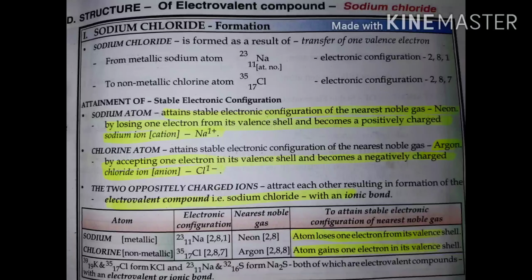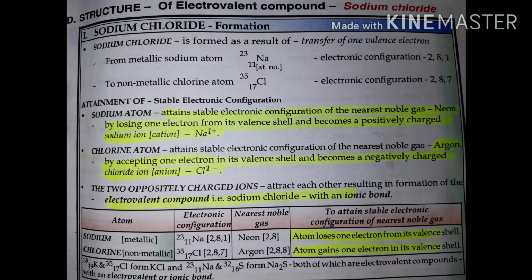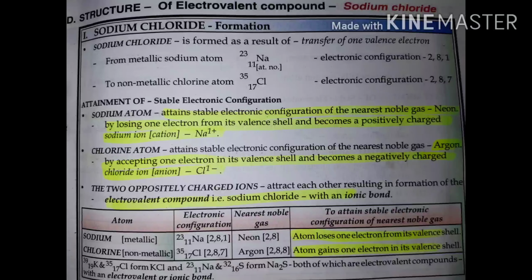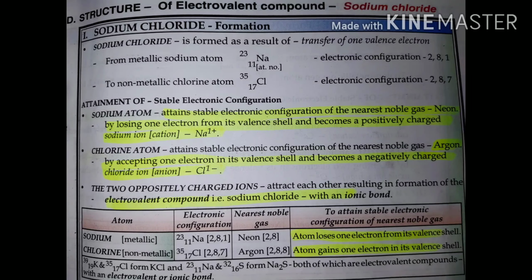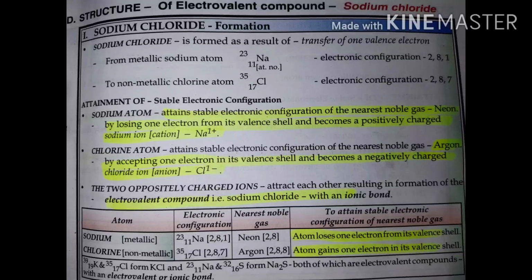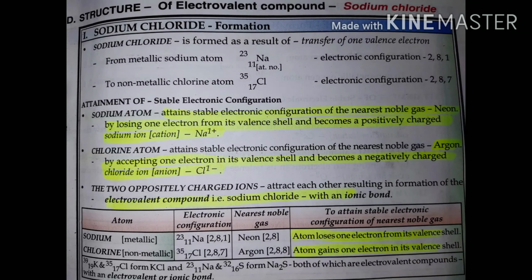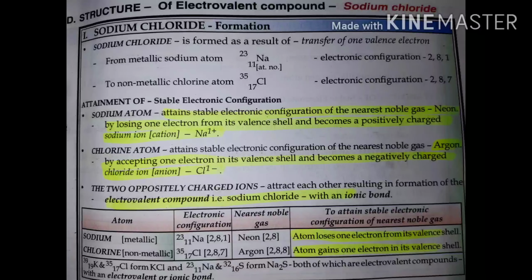In the table given below, they have shown that sodium, with its electronic configuration, gets converted into the electronic configuration of neon by donating an electron, and similarly chlorine accepts one electron and attains the electronic configuration like argon and gets converted into Cl- ion.